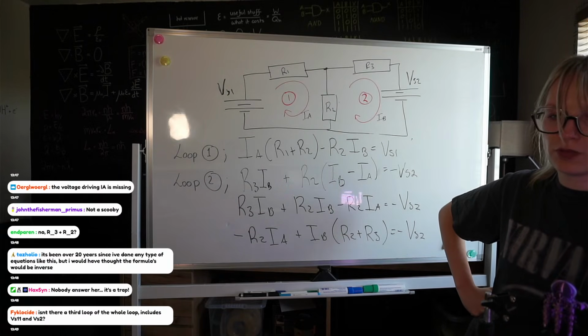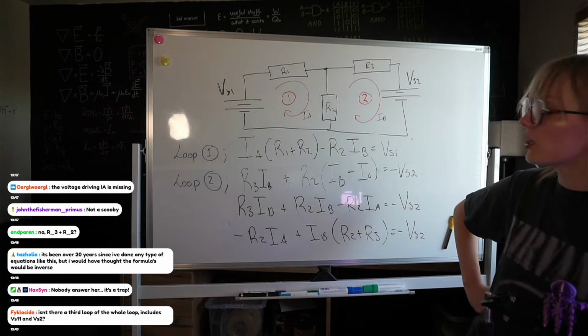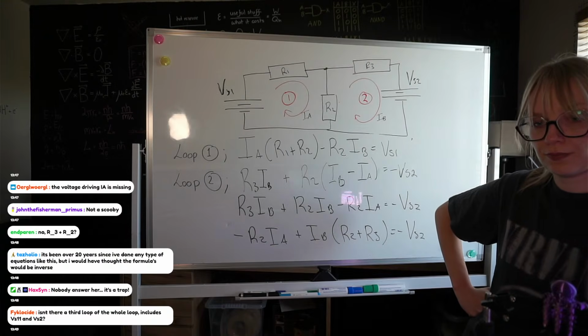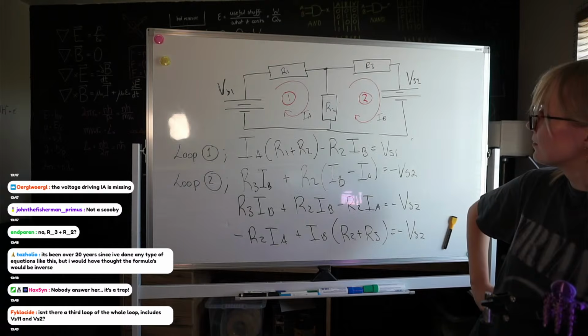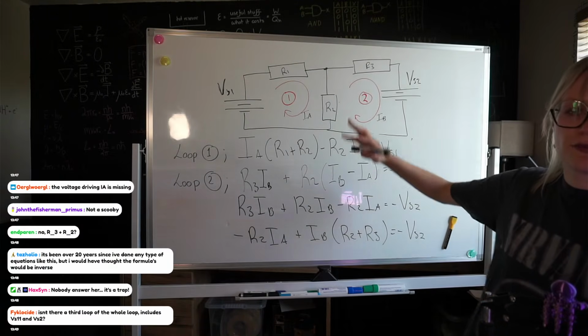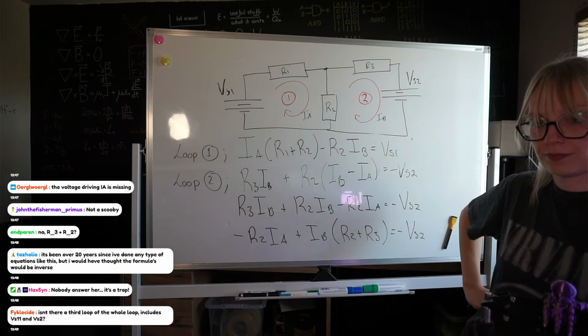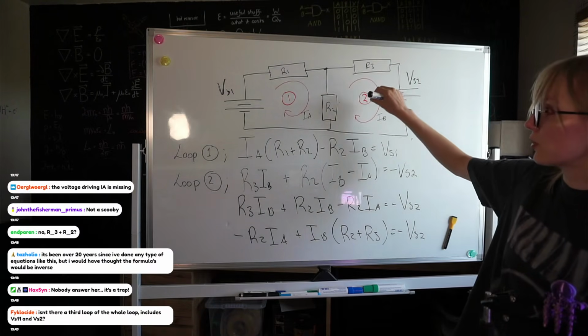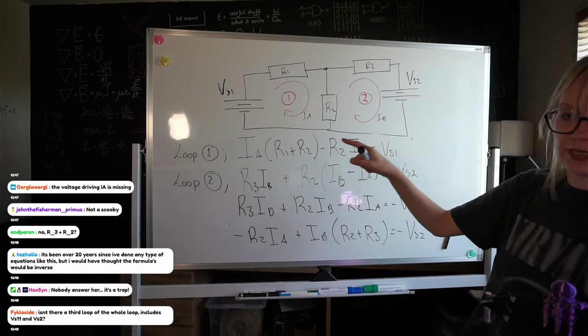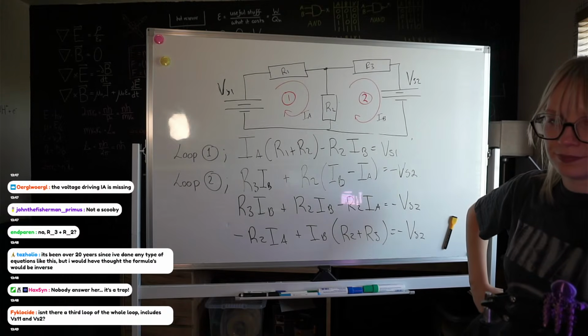Isn't there a third loop of the whole loop that includes... Not in this case, not the way we're doing this. No, no, no. So we're only keeping track of enclosed loops. So this is one enclosed loop, and there's another loop. There is no enclosure of a third loop in this case.